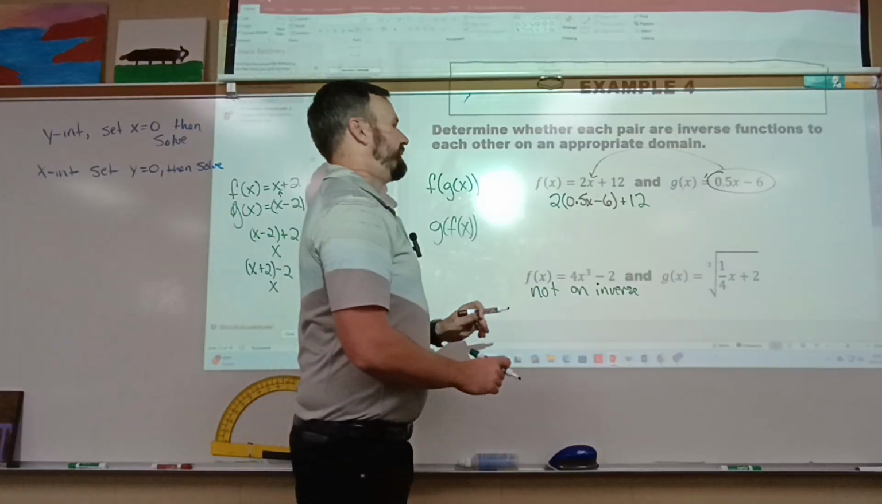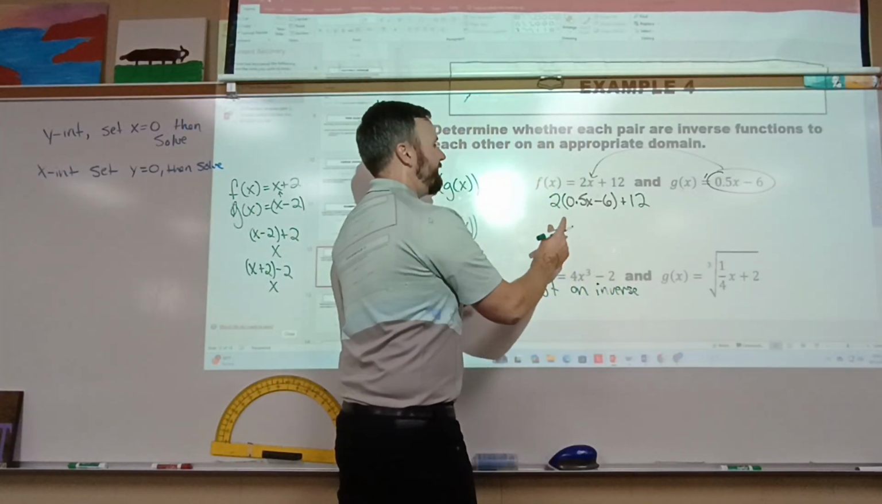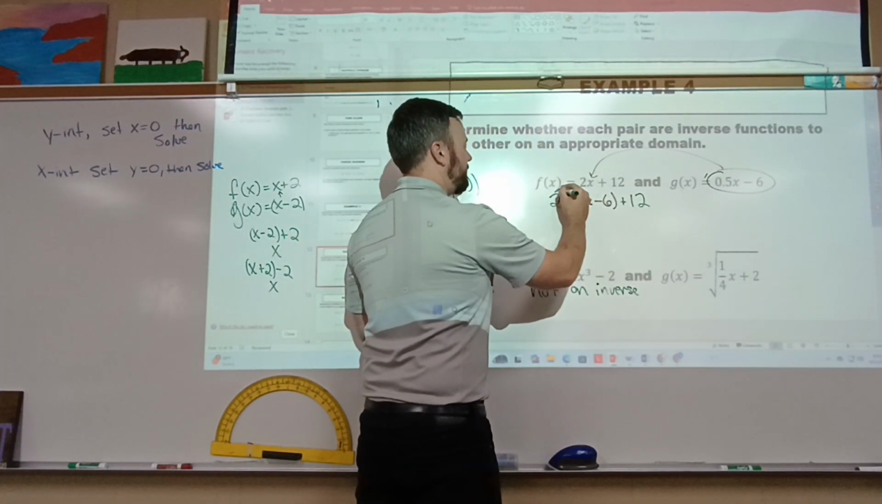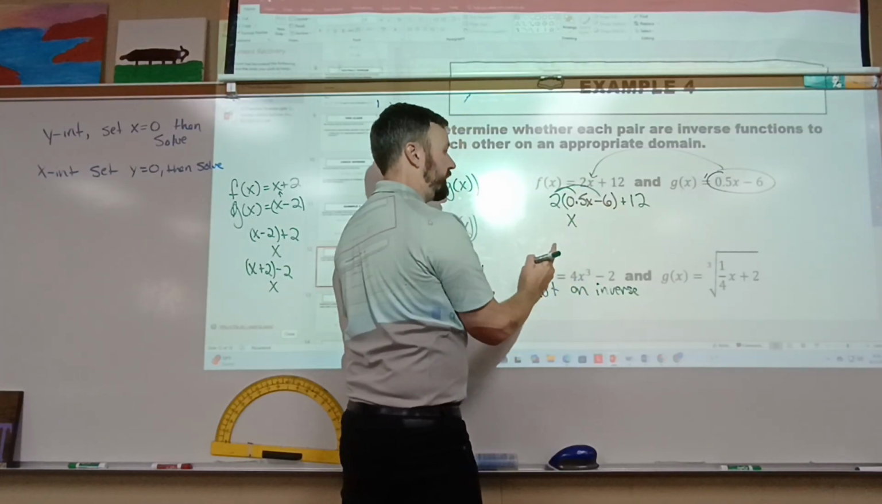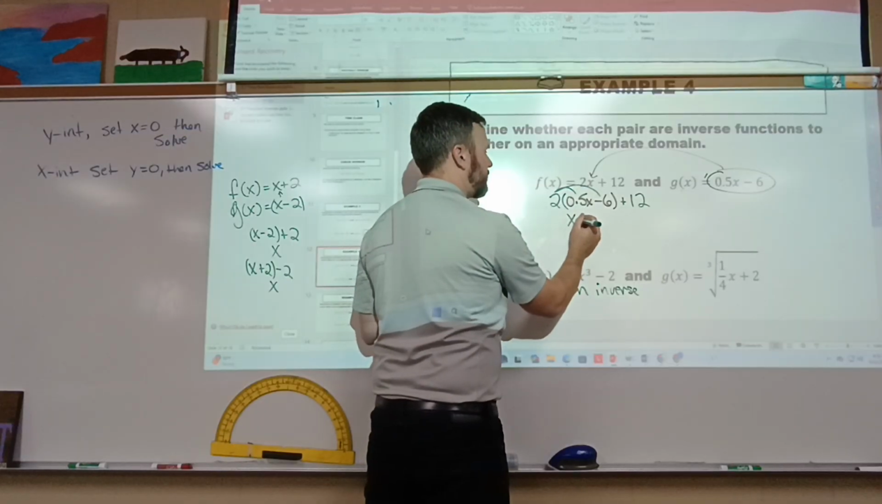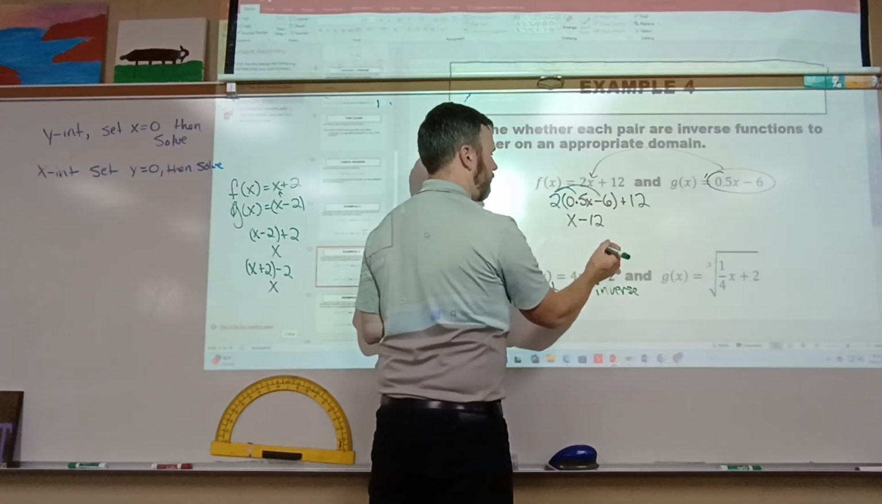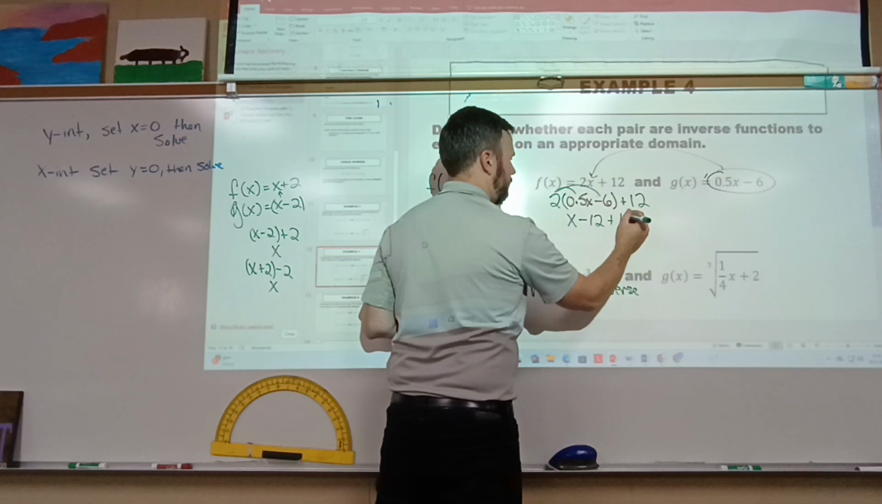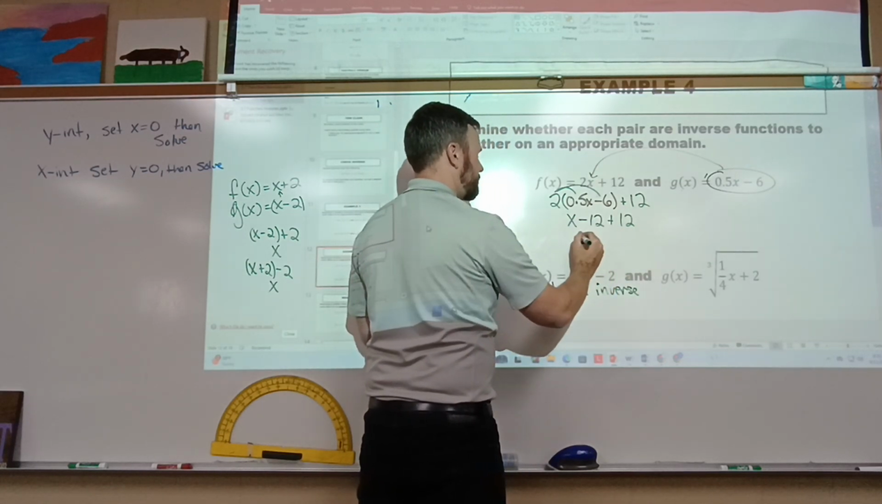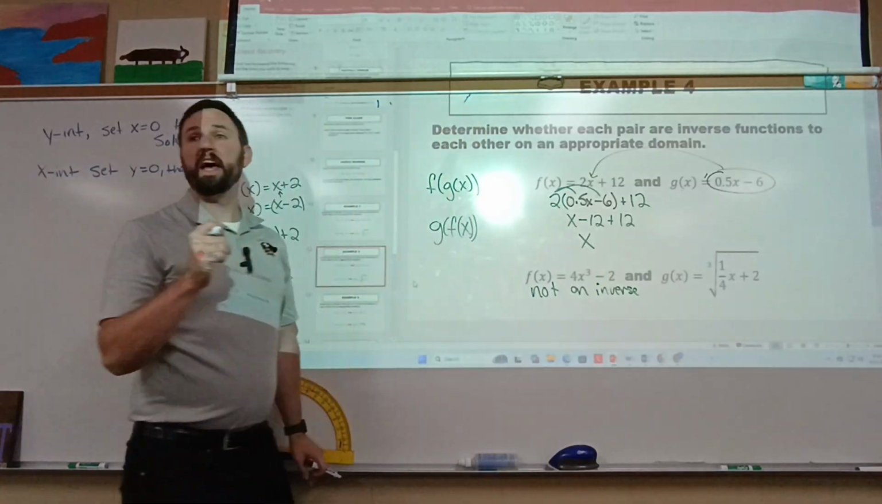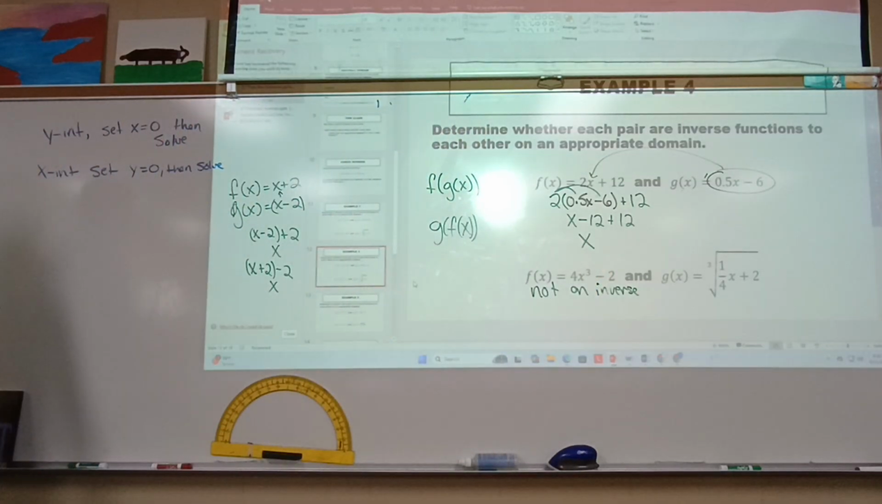All right, so let's check it. Distribute: 2 times 0.5 is 1, so that's good. 2 times negative 6 is negative 12, plus 12. What happens to these? They cancel. So that side is good. X is by itself.